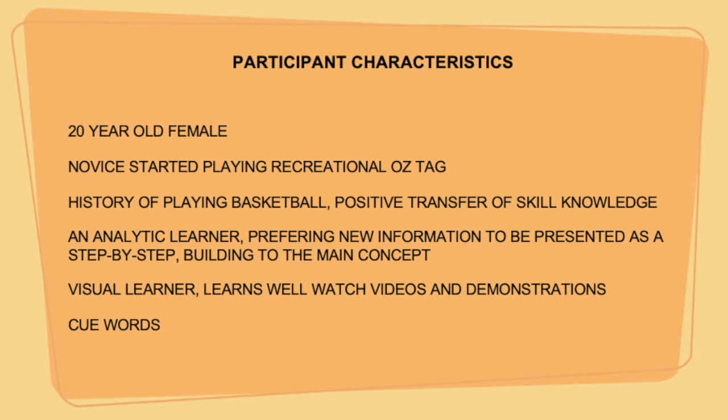The participant is a 20-year-old female novice who started playing recreational OzTag, although is not familiar with the game. She is a visual learner who believes she achieves the most when she visualizes the play before performing it and learning off demonstrations, videos, and pictures. The participant has a history of playing basketball, which can result in positive transfer of skills.